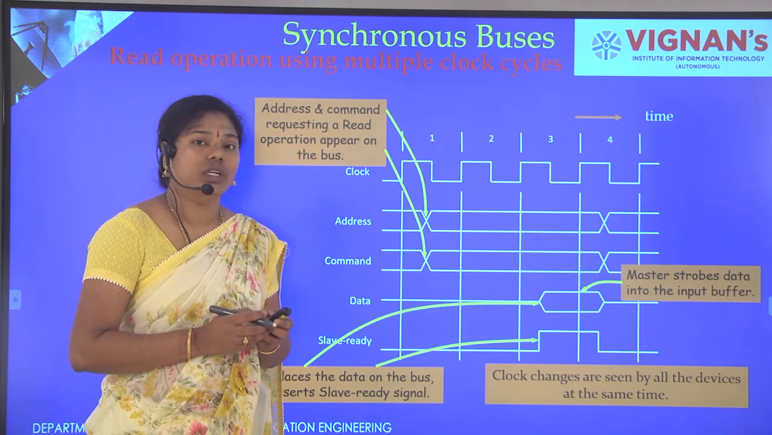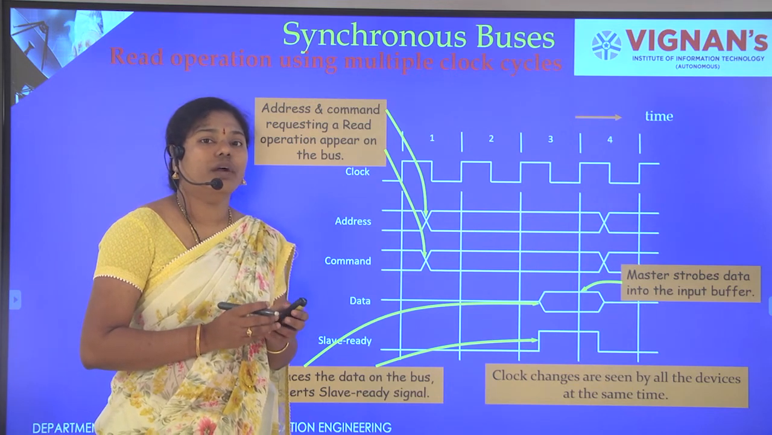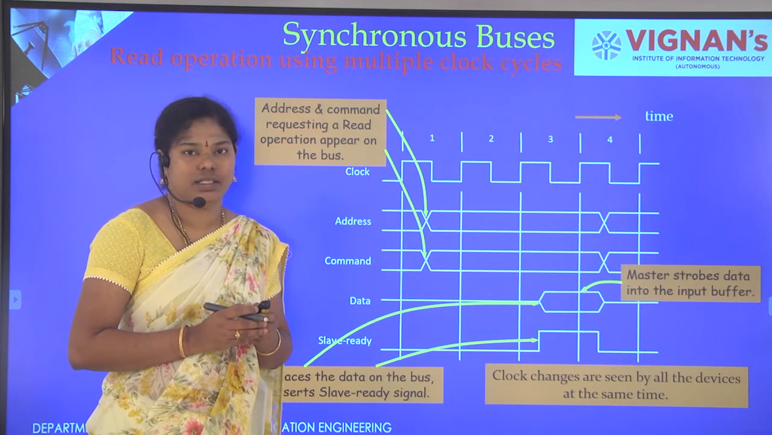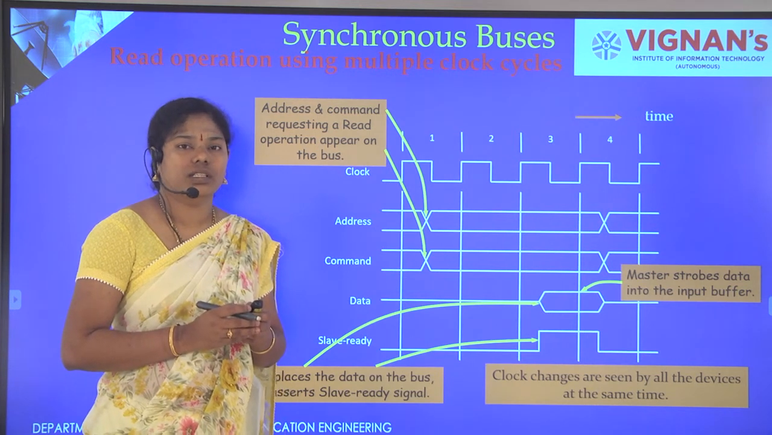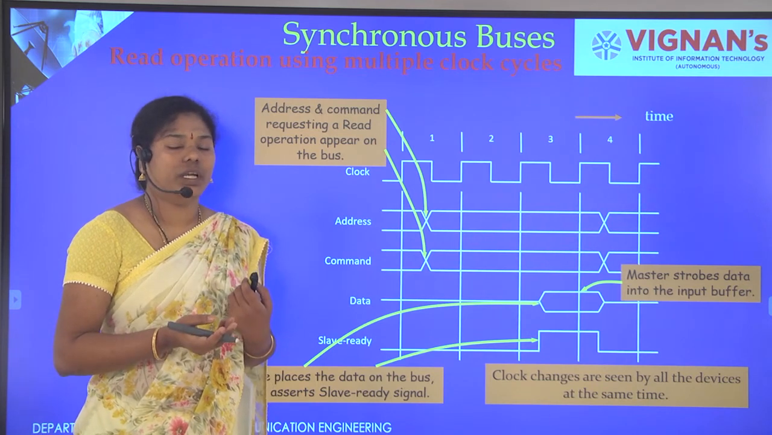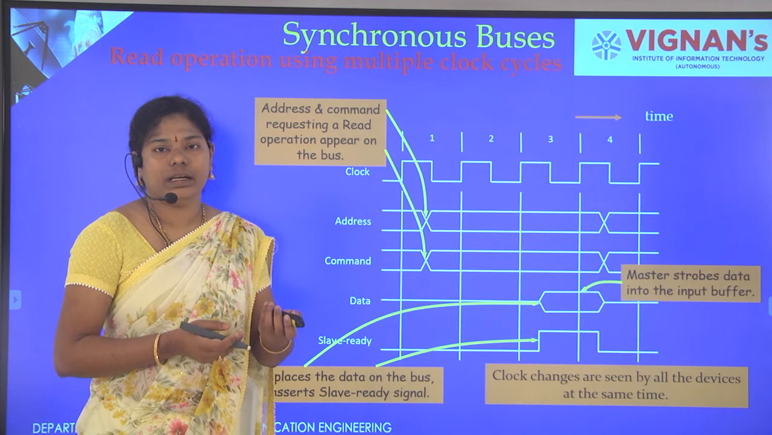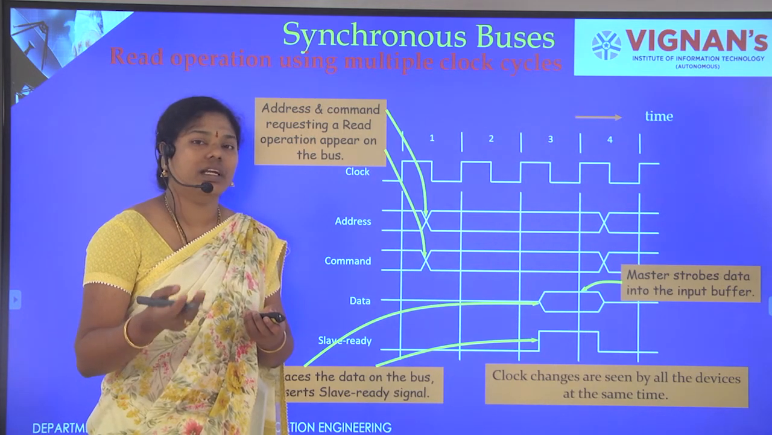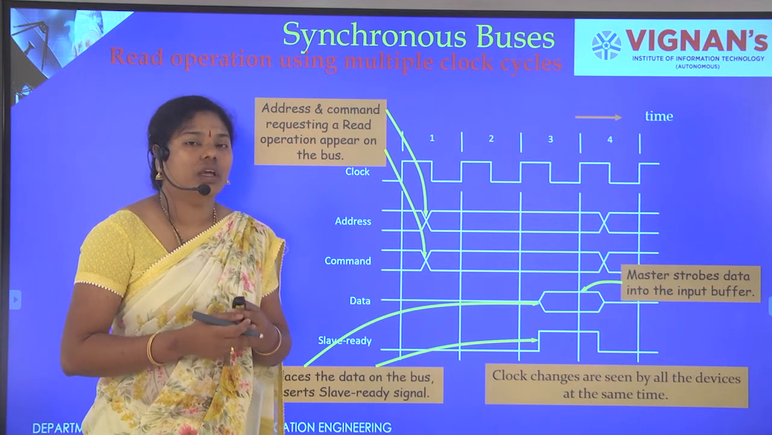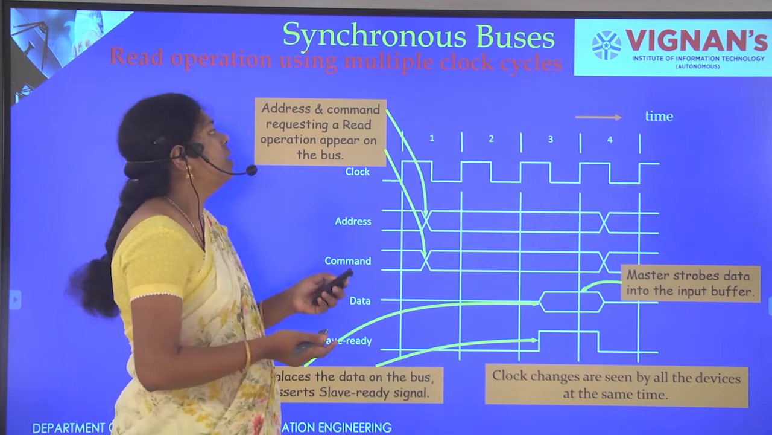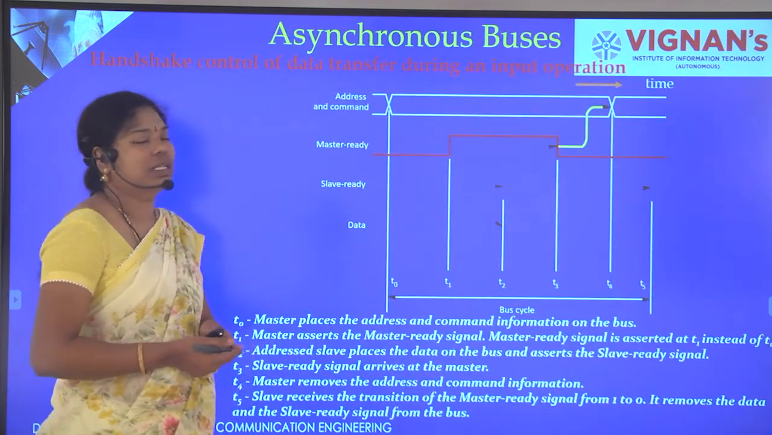How do they communicate with each other? To avoid miscommunication, we are using handshaking signals. Handshaking signals is nothing but the master indicates I am ready to take the data or to give the data, and the corresponding slave, if the slave is ready, it indicates by the slave ready signal. Okay, there is a communication with the handshaking signals. Let's see for asynchronous buses.